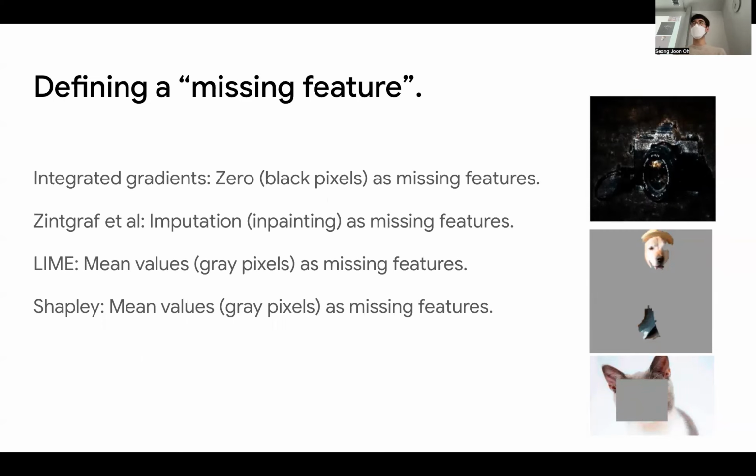right, because language models are also in-painting models in a sense. And to train this right, they had to train a huge model. The same goes for diffusion-based in-painting models as well. They are training a huge model to make it realistic. So it's not as easy as it sounds. LIME uses mean values, the gray pixels. Shapley also has used mean values as missing features.